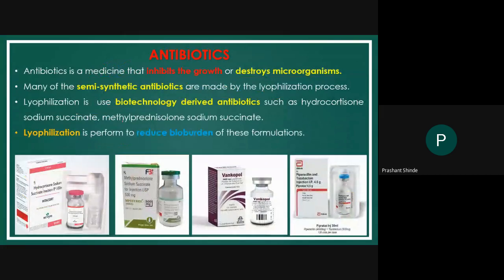Next one is antibiotics. We all know that antibiotics are basically used to inhibit the growth of, as well as to destroy, microorganisms. They inhibit growth, that means they decrease the reproduction ability of microorganisms, and destroy the microorganism. That means they restrict the metabolic activity of the microorganism, so ultimately the microorganism gets killed. There are different types of semi-synthetic and biotechnologically derived antibiotics that are prepared by using this lyophilization process. So these are the different antibiotics prepared by this process.